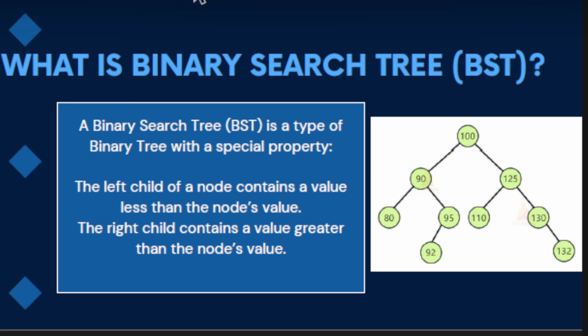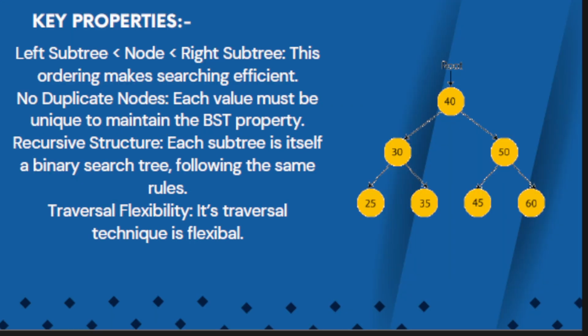Now, let's see the key properties of binary search trees. Left subtree, root, right subtree. This ordering makes searching efficient. No duplicate nodes. Each value must be unique to maintain the BST property. Each subtree is itself a binary search tree, following the same rules. You can traverse a BST in various ways to extract sorted data or perform operations.